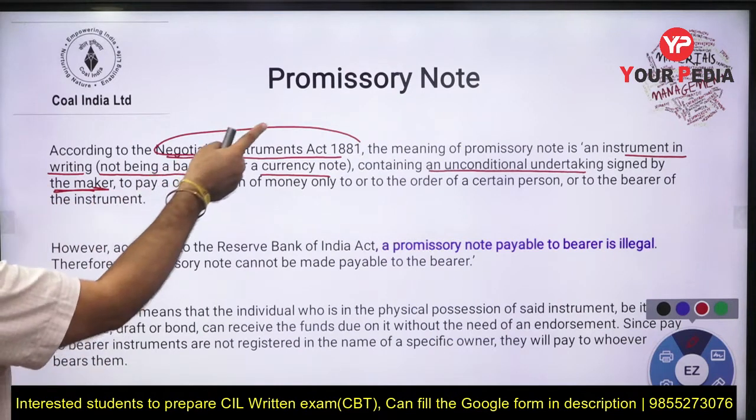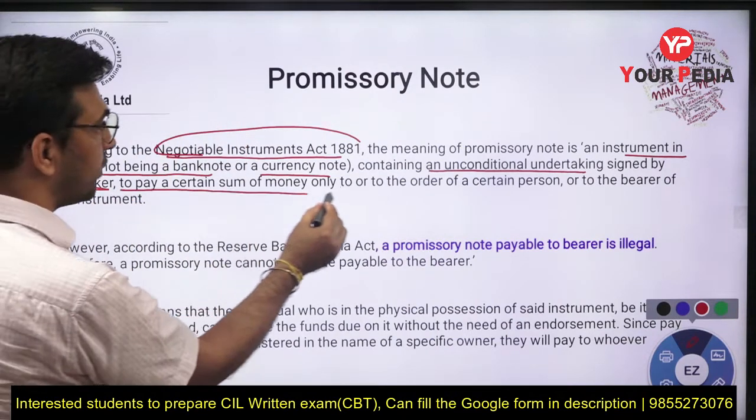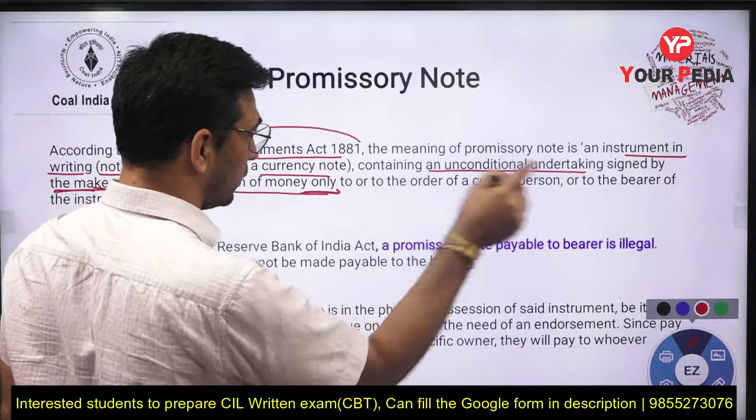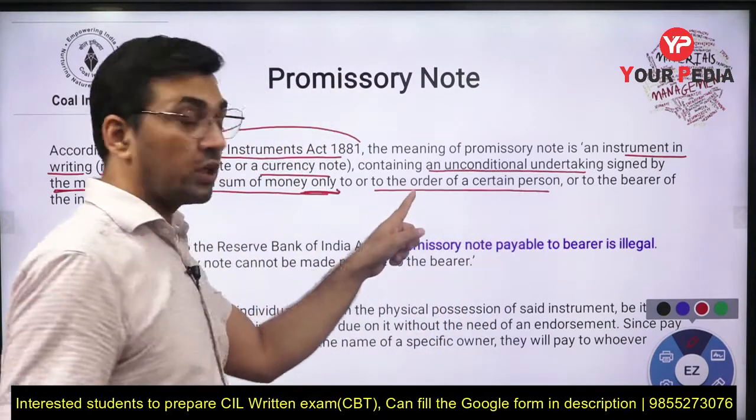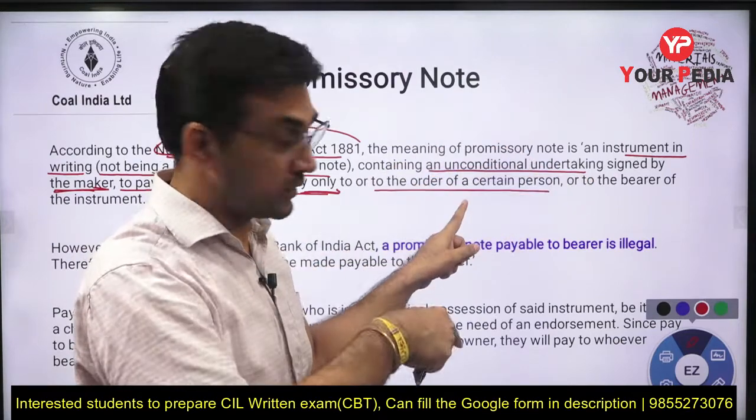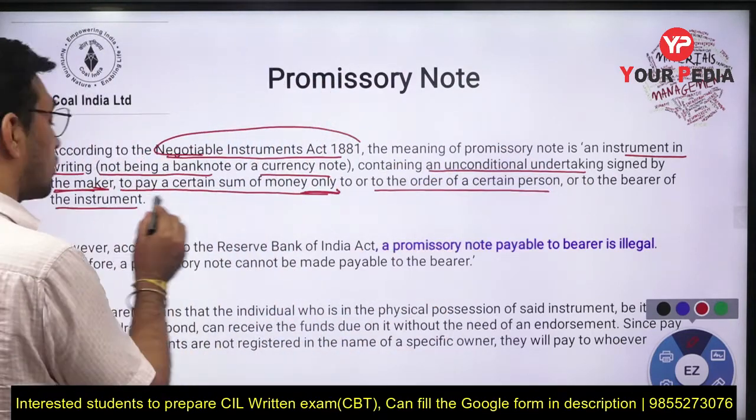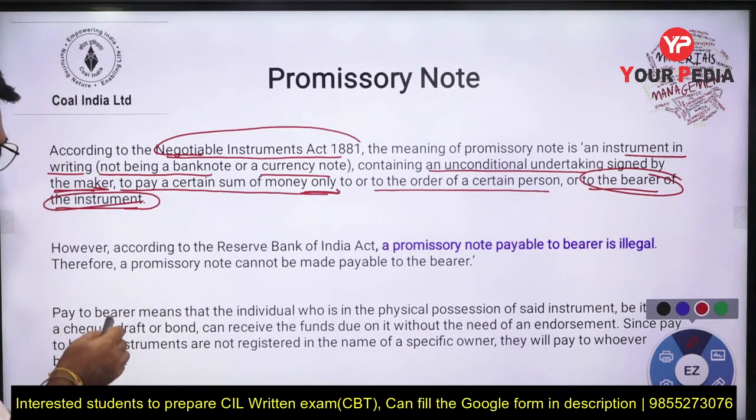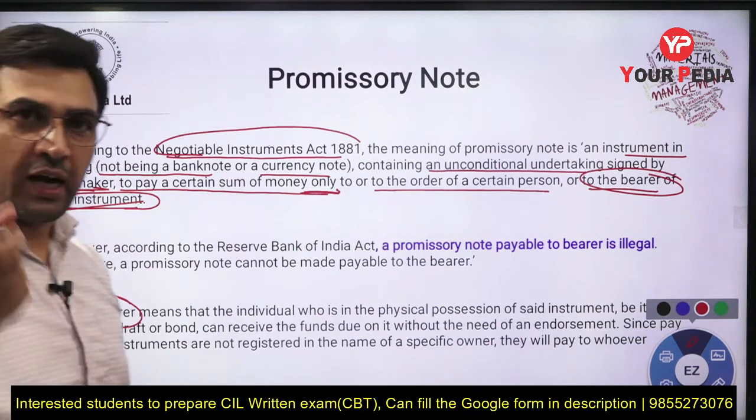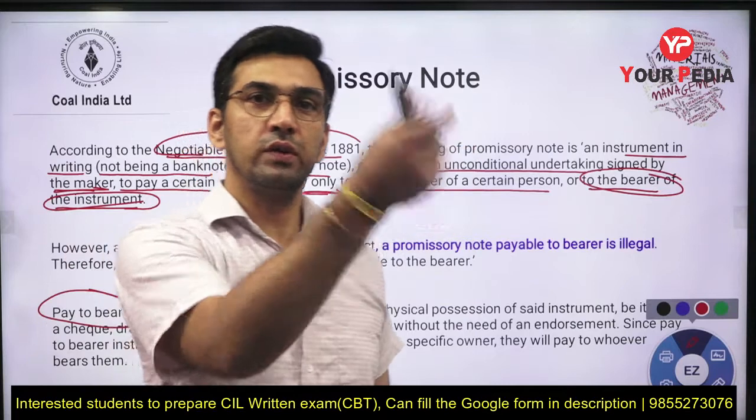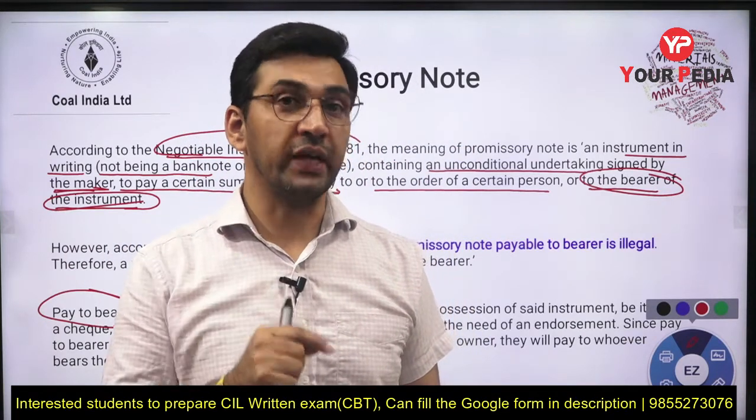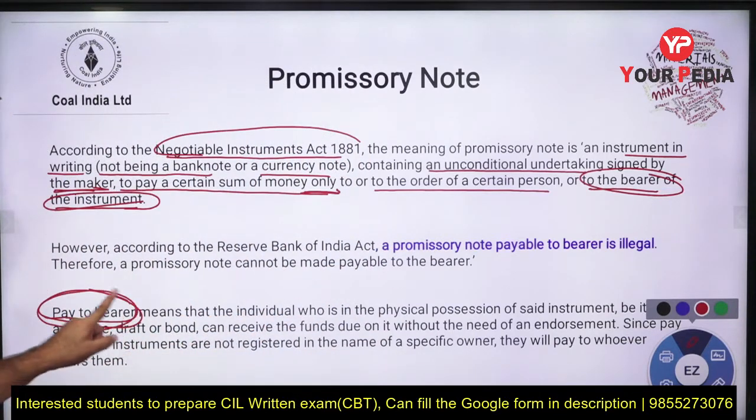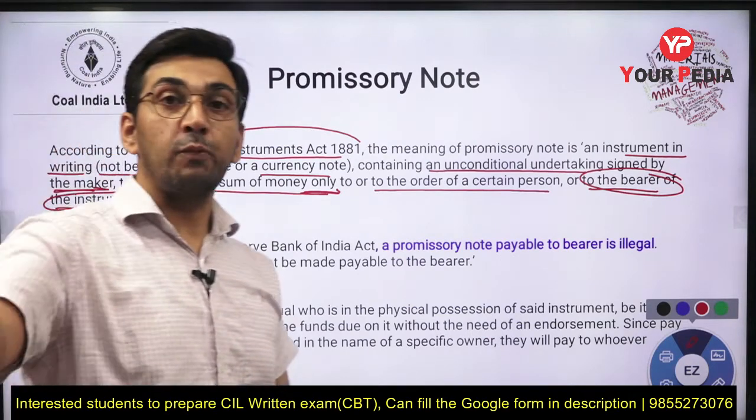That means in this case the buyer was the maker, to pay a certain sum of money only to the supplier, to the order of a certain person, meaning a third party as we discussed, or to the bearer of the instrument. Now the term 'to the bearer of the instrument' means, see, when we say pay to bearer, it means whoever holds that document can take that money. That is the meaning of bearer. So when you write pay to bearer, whoever holds that instrument, you have to make the payment to them.